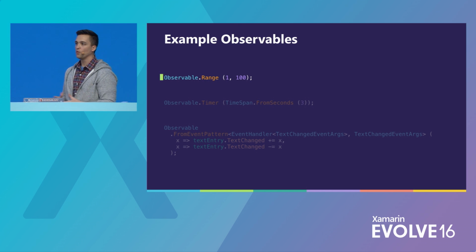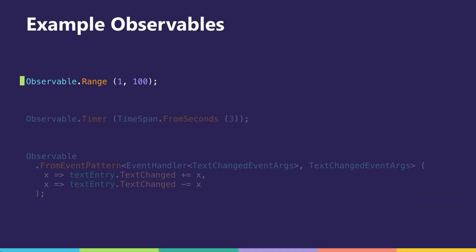We've got a lot of different ways we can create these observables, and I've just got a few examples up here. Right, so if you want to make an observable and just get notifications between 1 and 100, this will just give us a list of notifications between 1 and 100 to our stream. If we wanted to create an observable using a timer and say, hey, every 3 seconds put a package onto that conveyor belt, we could do that as well.